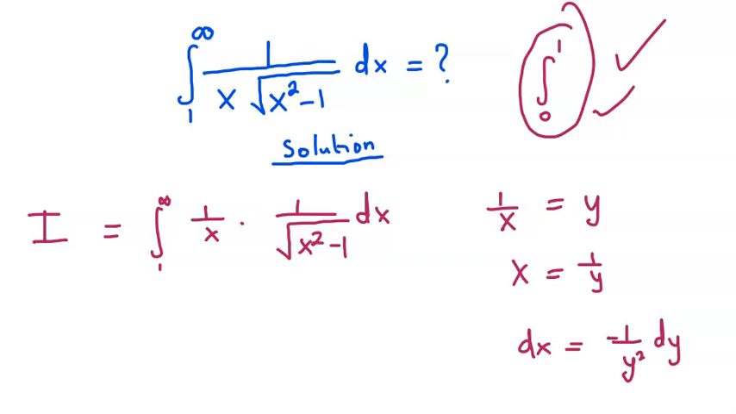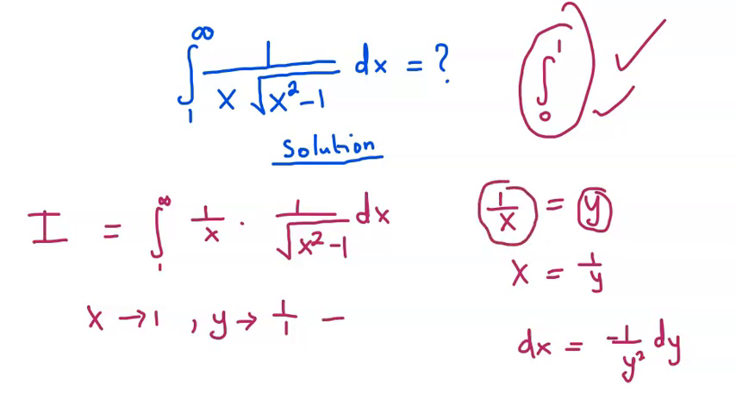Okay, now let's talk about the limits. As x is approaching 1, that is this lower limit here, y will be approaching 1 over 1, since y is equal to 1 over x, right? So that will give us 1. As x is going to infinity, y is going to 1 over infinity, and 1 over infinity tends to 0. So now we have our new limit.